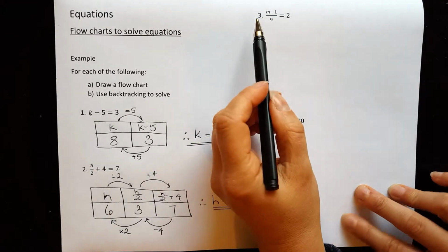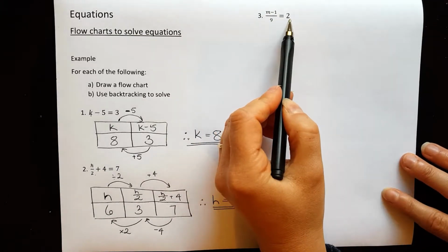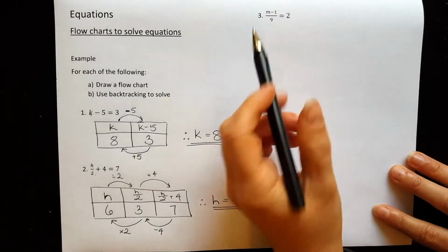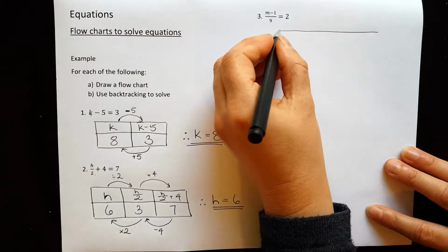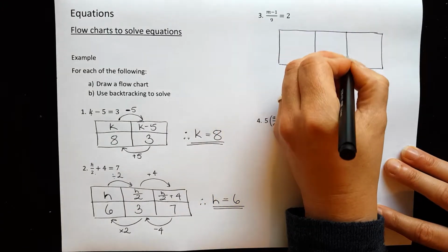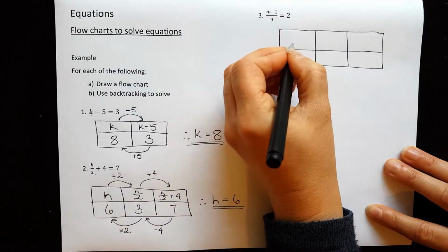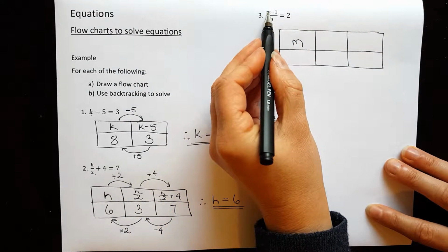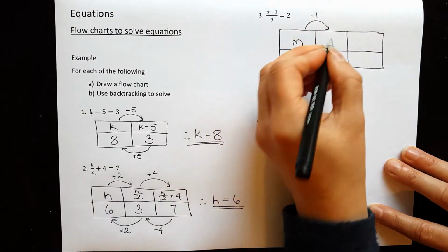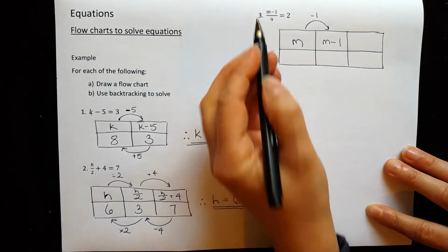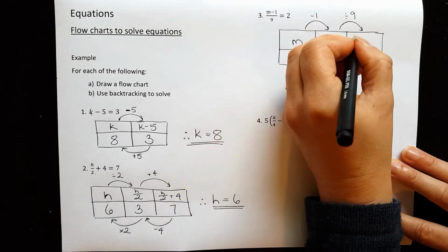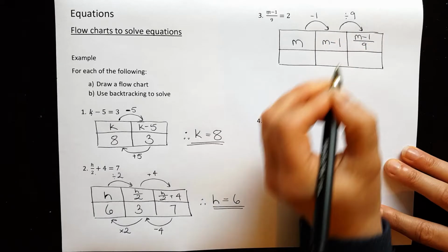Going on to question 3, I have m minus 1 over 9 is equal to 2. So 1, 2, 3 things on my left-hand side. So again, I'm going to need 3 columns in my flow chart. M is my pronumeral. The first thing to happen to M is that I'm going to have to subtract that 1. So first thing, subtract 1 will give me m minus 1. Then that whole thing needs to be divided by 9. So divide by 9 will give m minus 1 over 9.